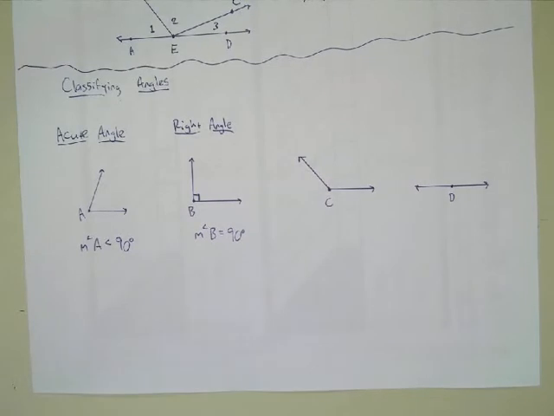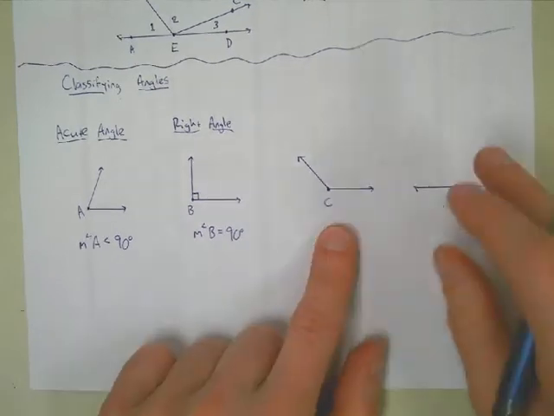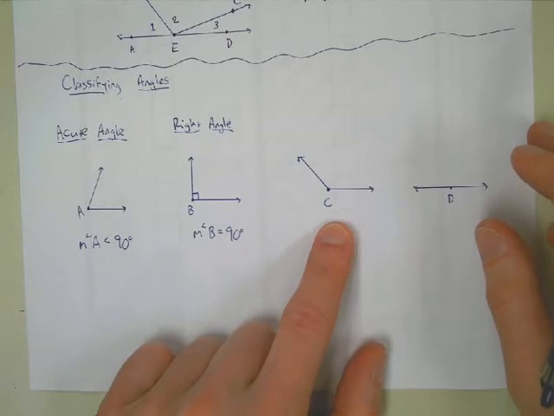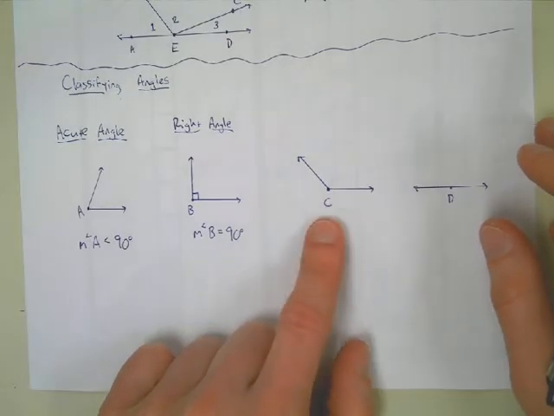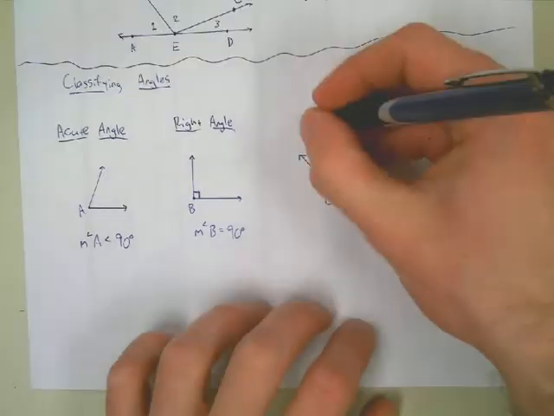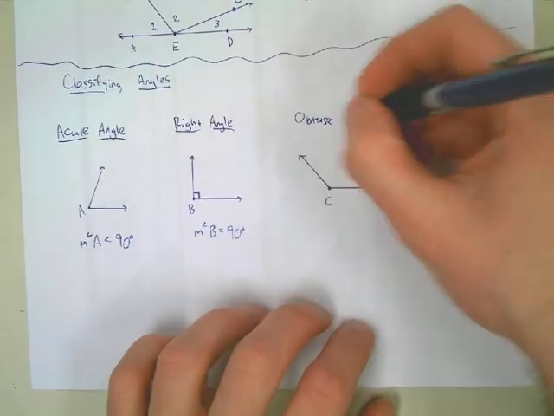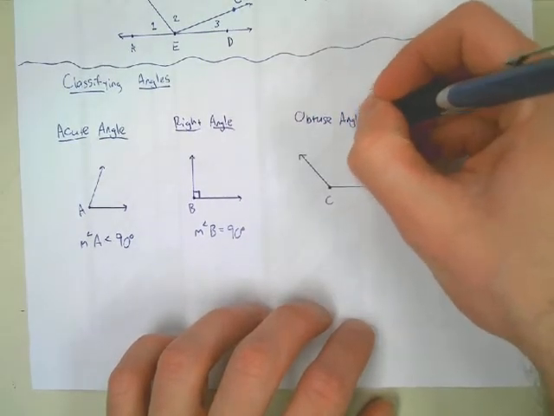All right, Addison, how about you? Angle C. Do you know what we call this one? Obtuse. That's right, an obtuse angle. And what makes it obtuse? Addison, what makes it obtuse?